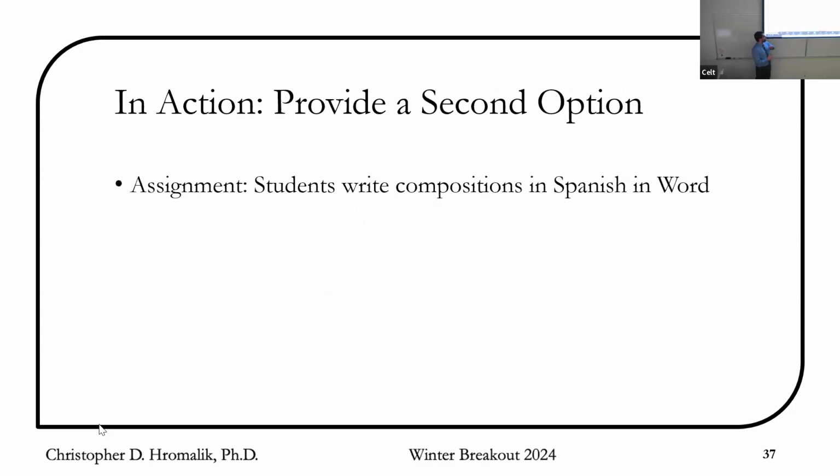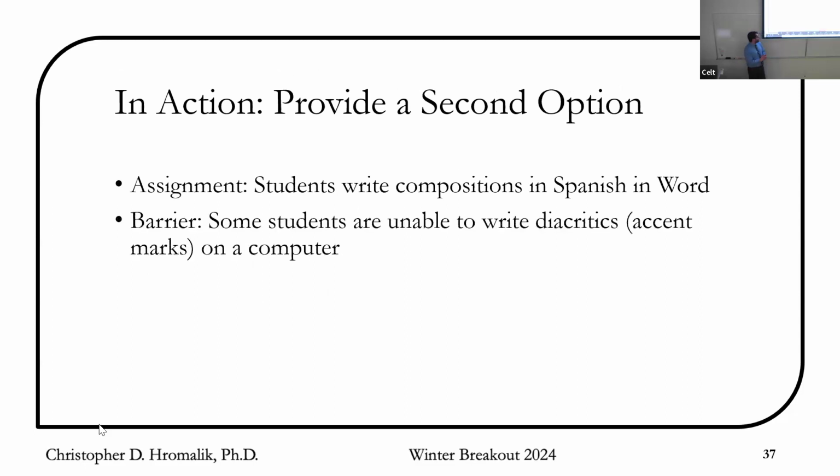So first, we're thinking about providing a second option. An example from one of my own courses: in online courses for Spanish, students write compositions in Spanish in Microsoft Word. But the barrier that I identified was that some students are unable to write the diacritics, the accent marks, on a computer sometimes.